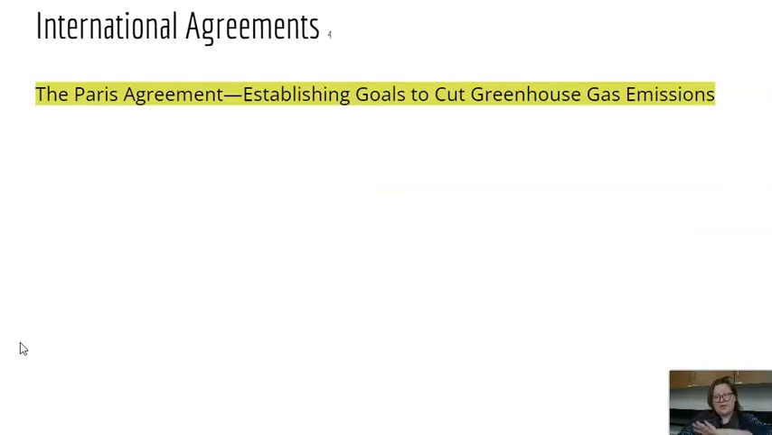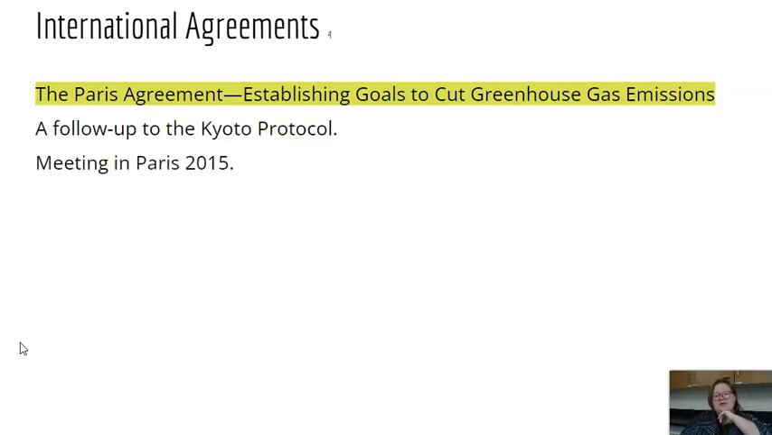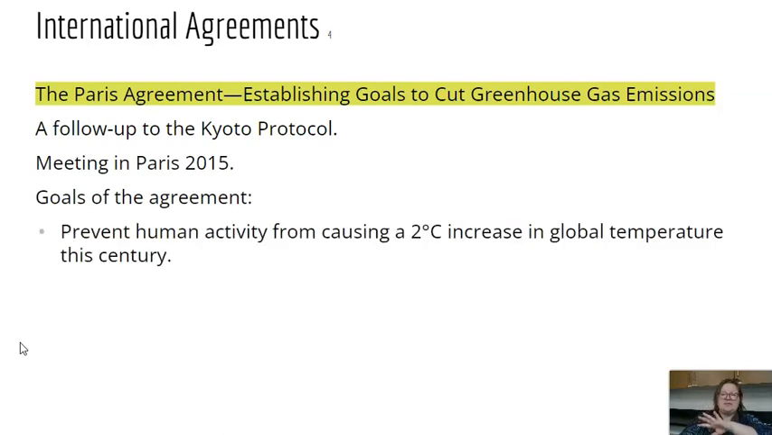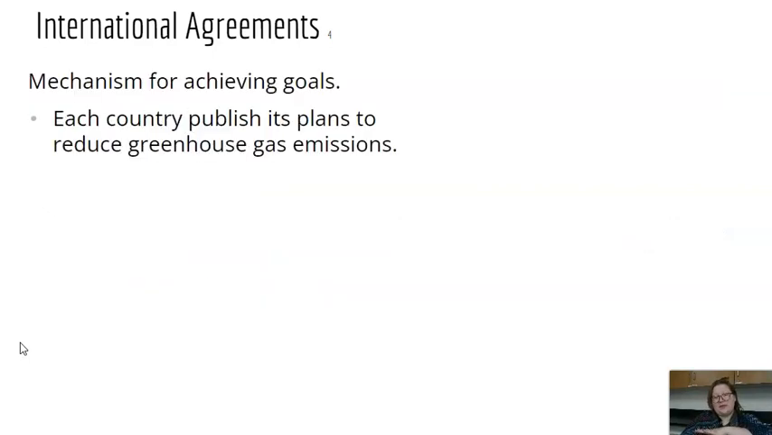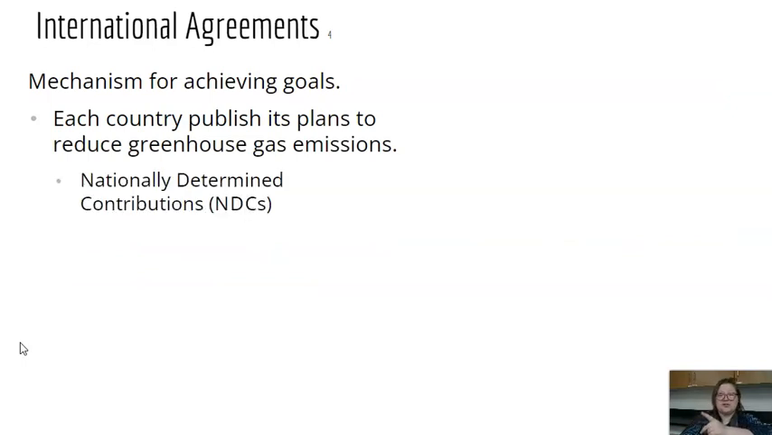And then there's the Paris Agreement, which the US was in and then out and in again, and this established goals to cut greenhouse gas emissions. It was a follow-up to the Kyoto Protocol that happened in 2015. It was meant to help prevent that 2 degrees Celsius increase, and the goal was to strive to keep it below 1.5. We were doing this by reducing greenhouse gas emissions, so each country had to publish their plans.